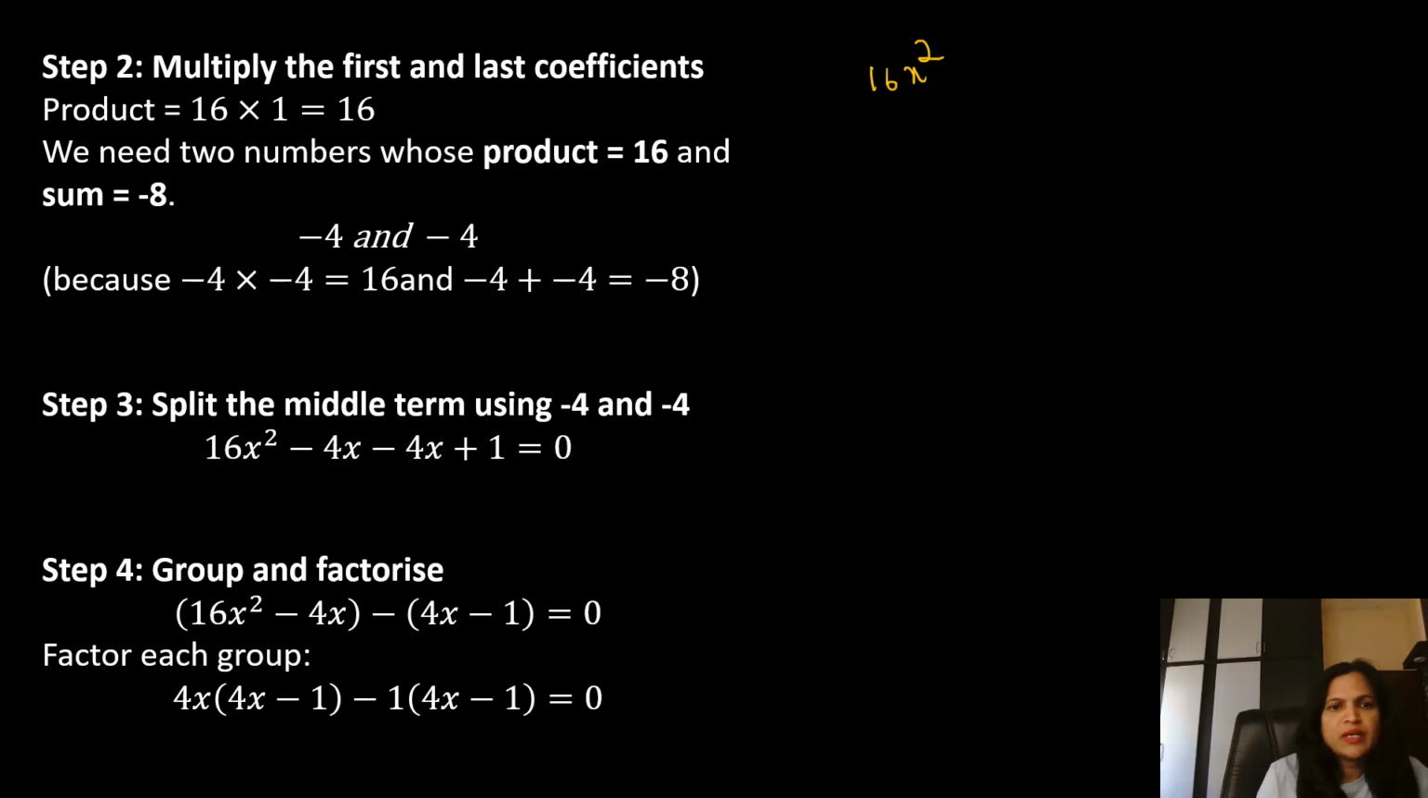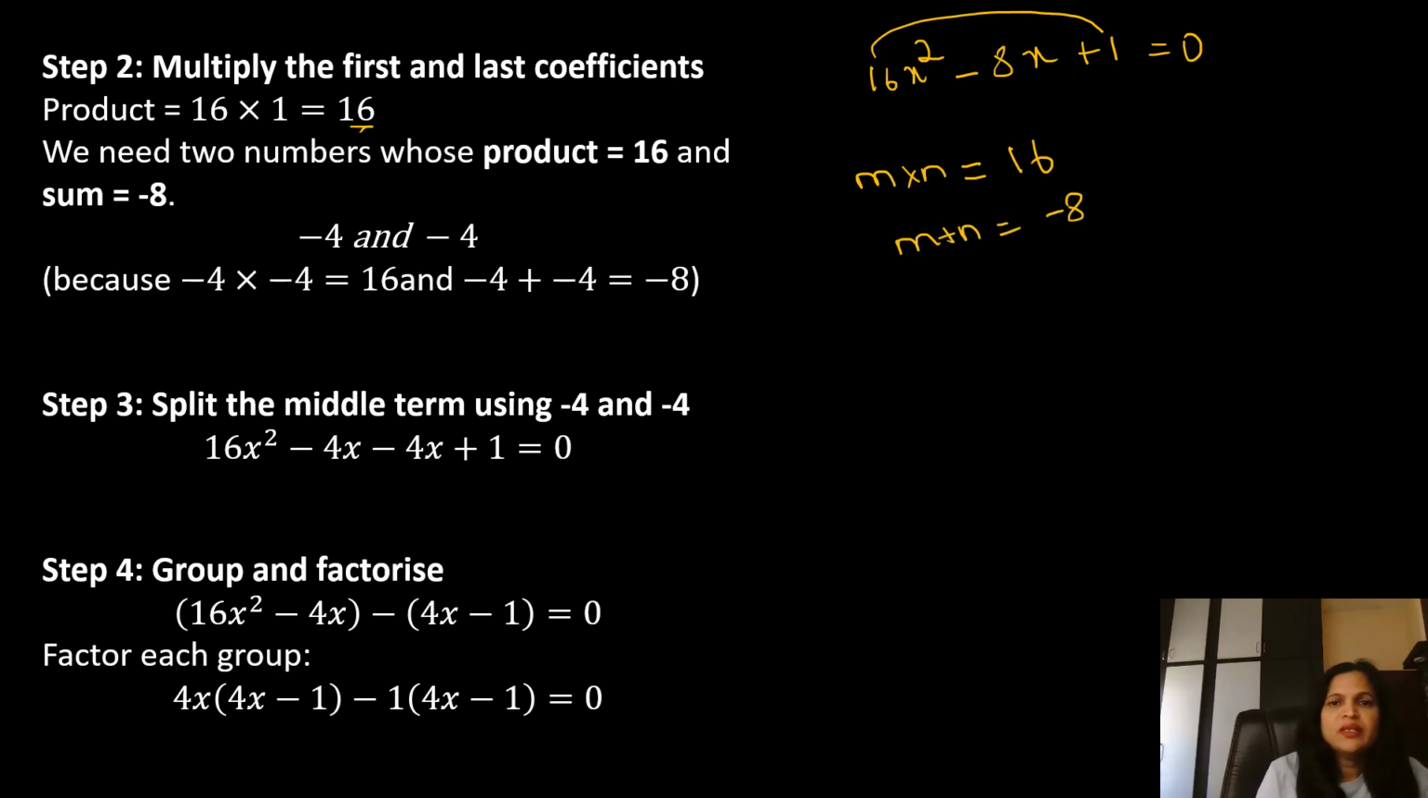16x square minus 8x plus 1 equal to 0. This is your equation. Multiply these two, you get 16. That means m into n, you should find two numbers so that m into n equal to 16 and m plus n equal to minus 8.